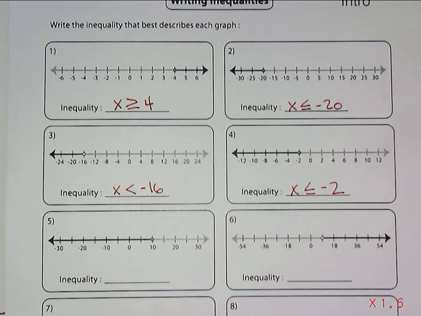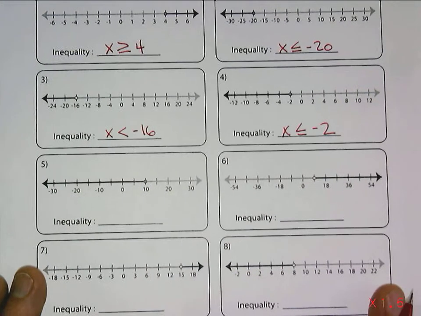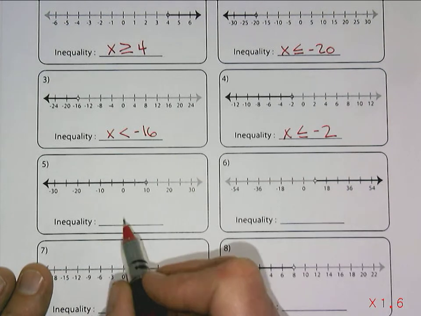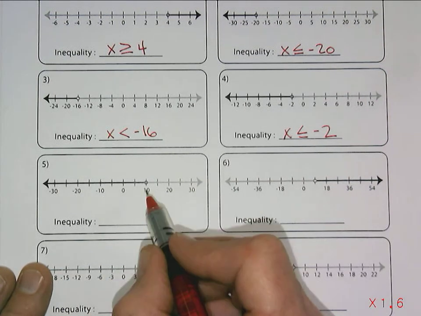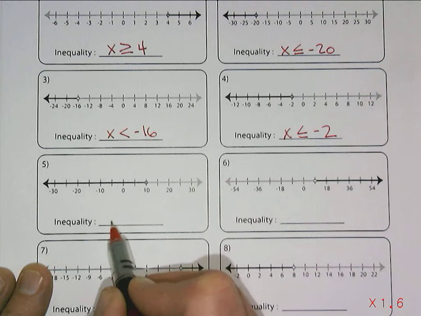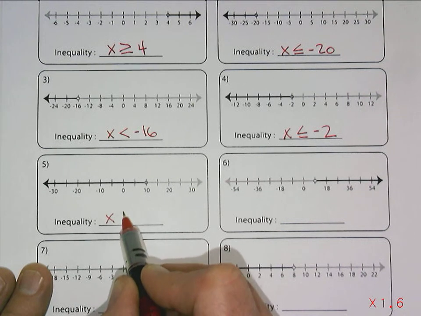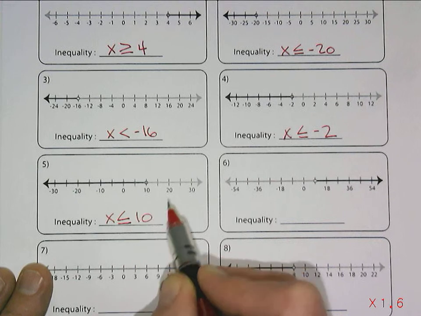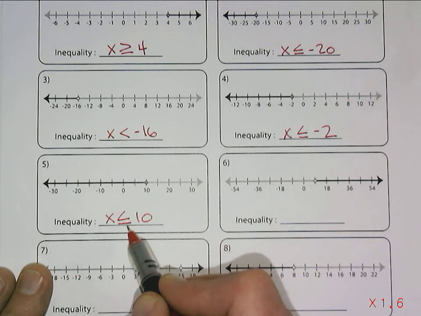So all we're doing now is starting with the line and translating it into an inequality expression. Again, a shaded in circle to the left, so less than or equal to 10. So x is less than or equal to 10. A shaded in circle includes the equal sign.